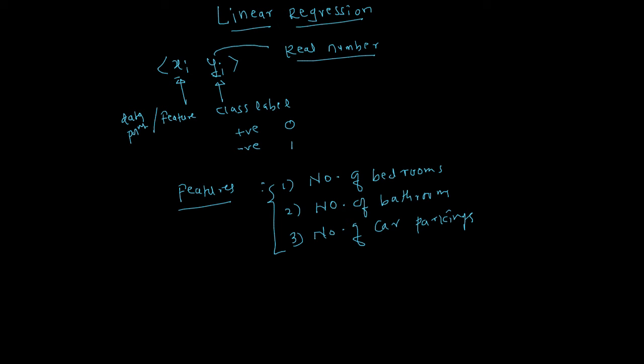Now for the first house, the number of bedrooms is three, the number of bathrooms is two, and the number of car parks is two. So this is x1. And for this house, let's say the price is 500.5k dollars. So this is x1 and this is y1.